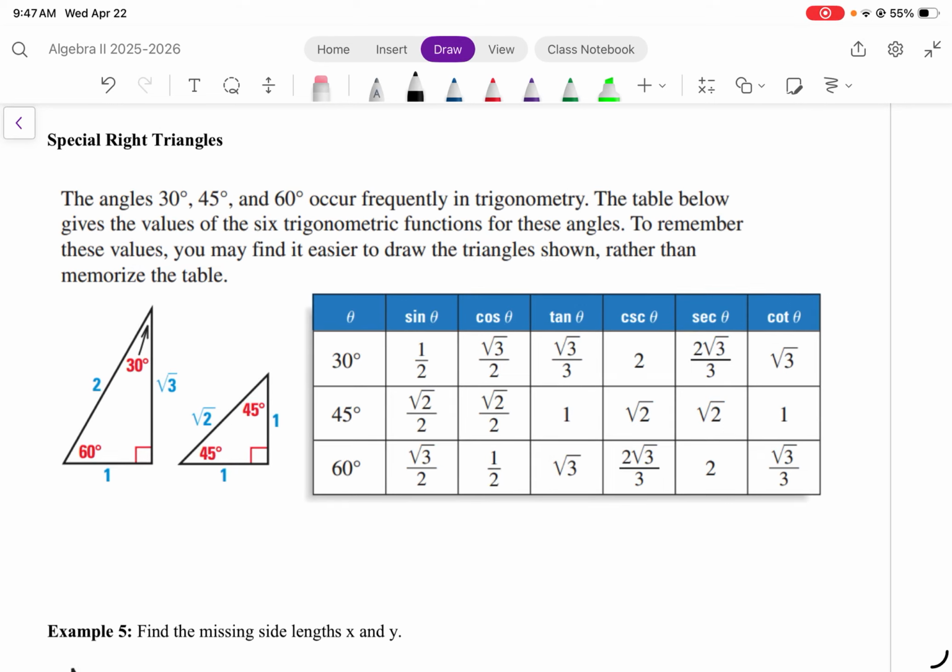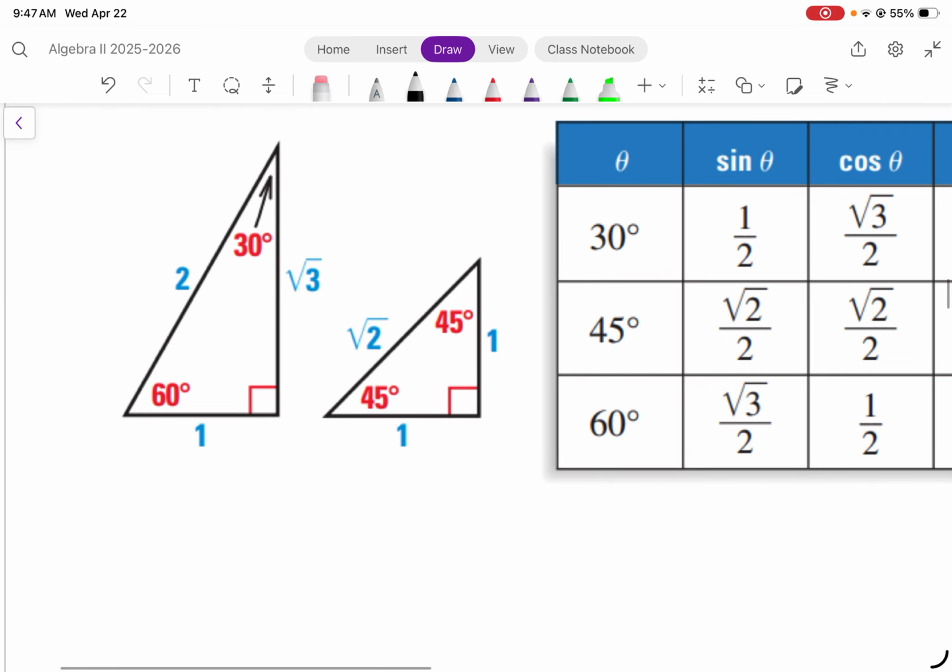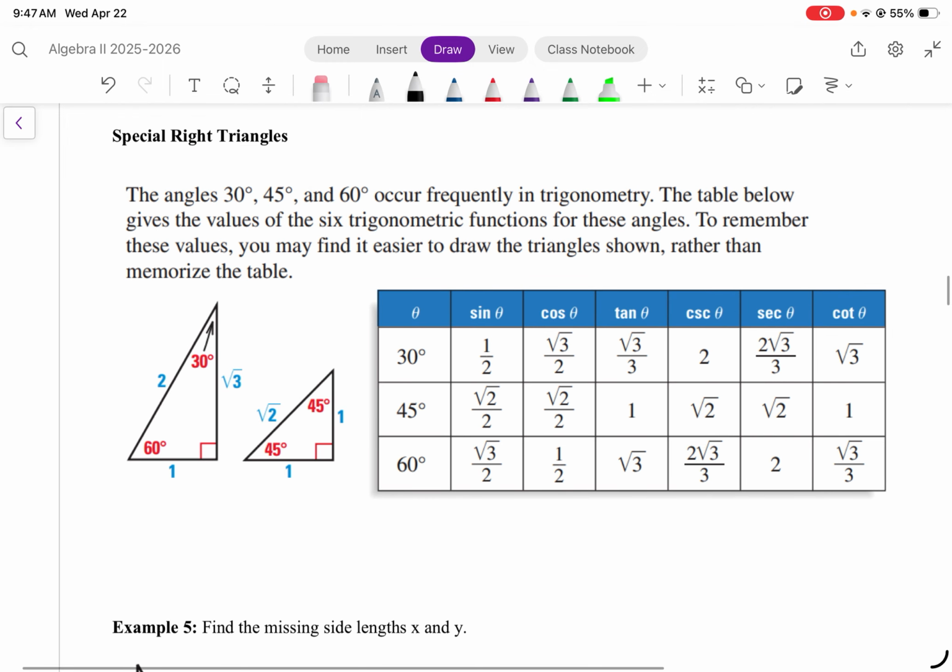All right, the last part of 12.1 is our special right triangles. We have two special right triangles: our 30, 60, 90, and then our 45, 45, 90. Hopefully you remember these from geometry. If not, we are going to do a refresher.